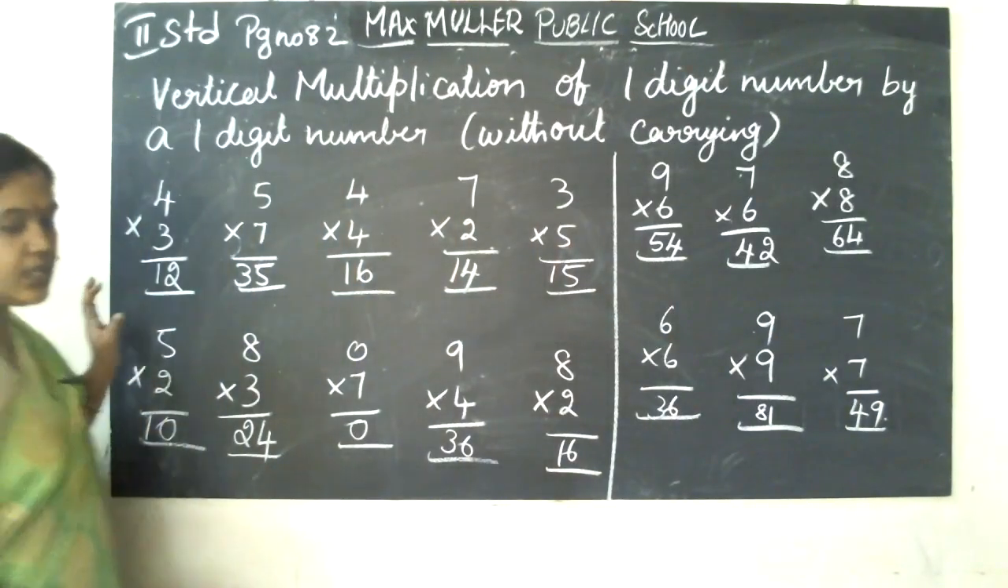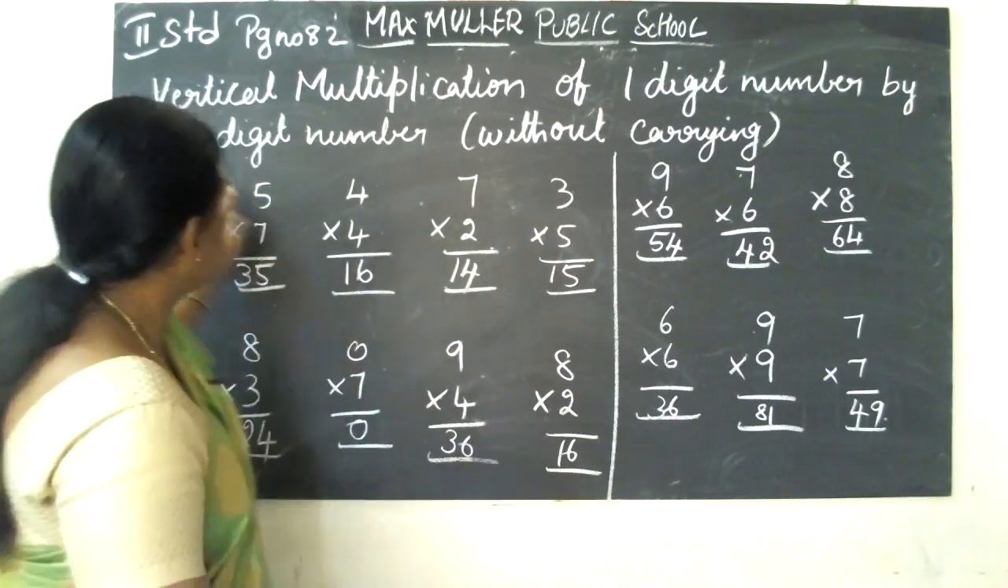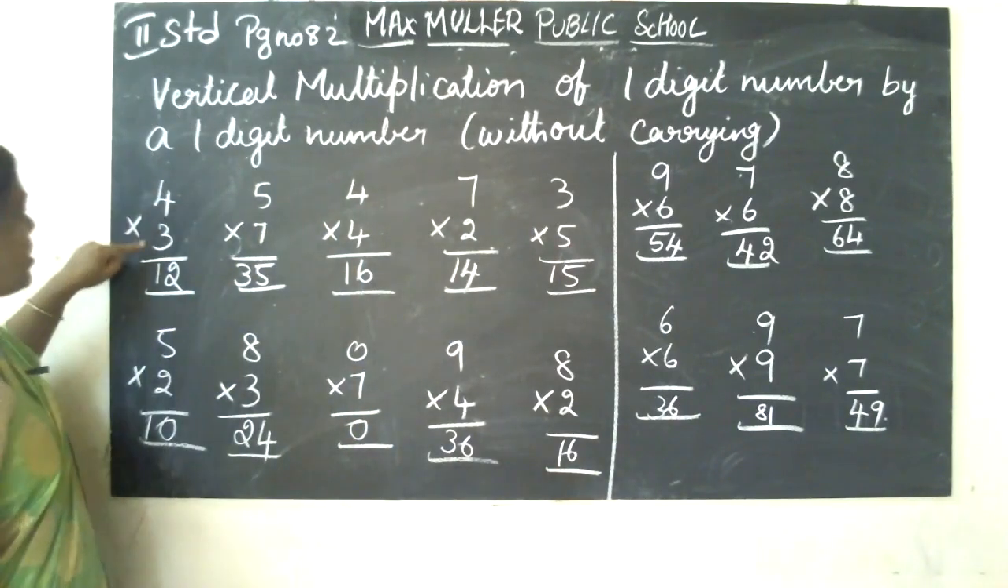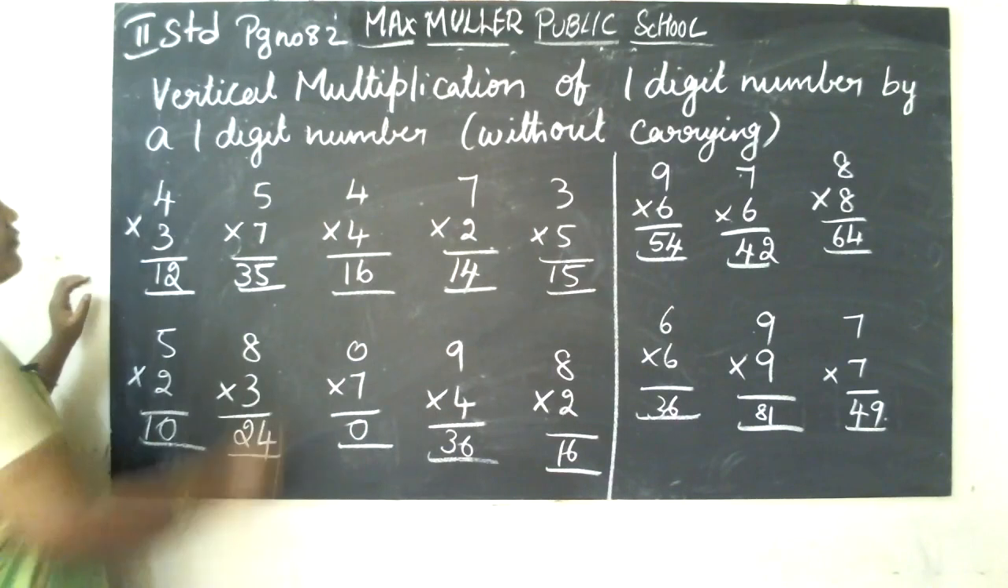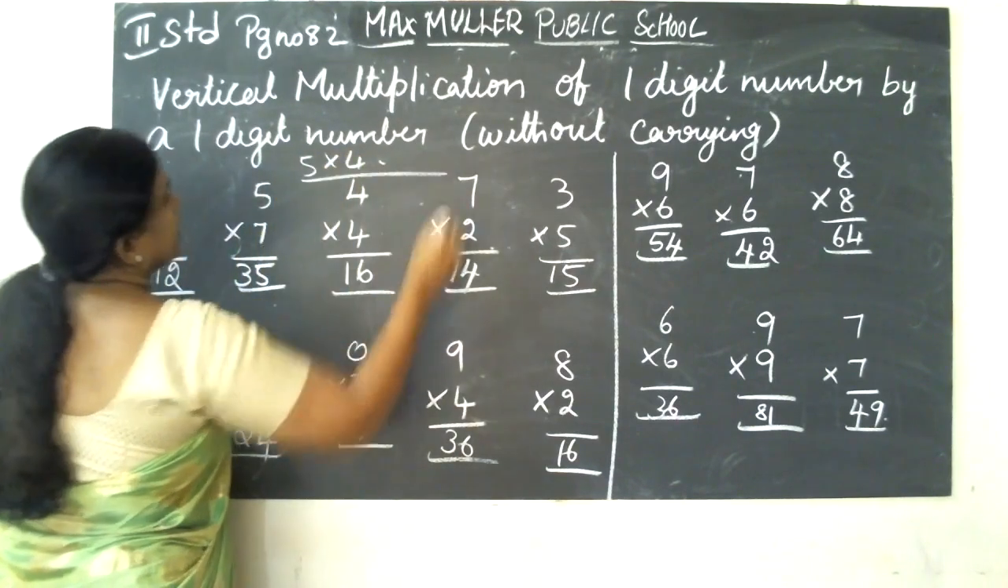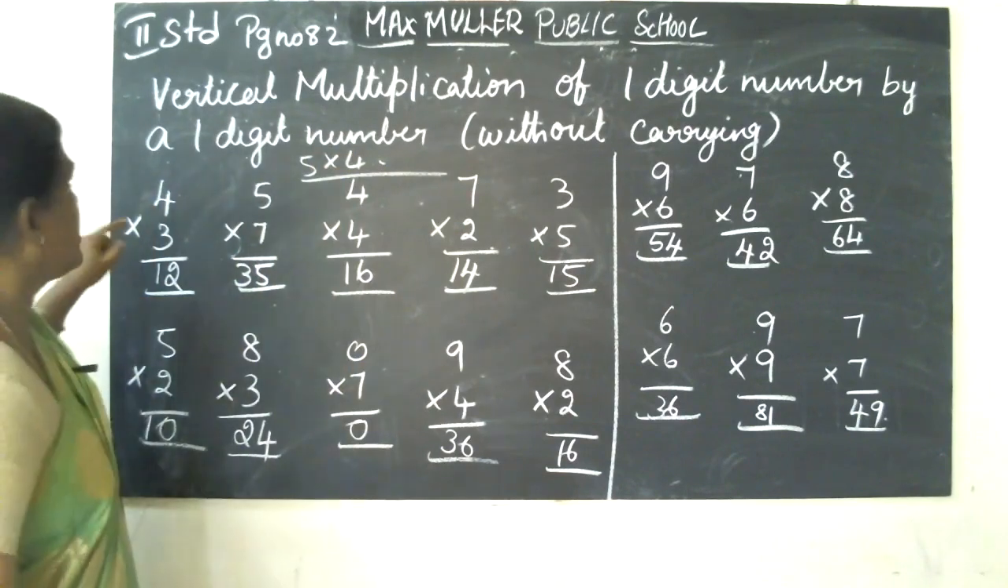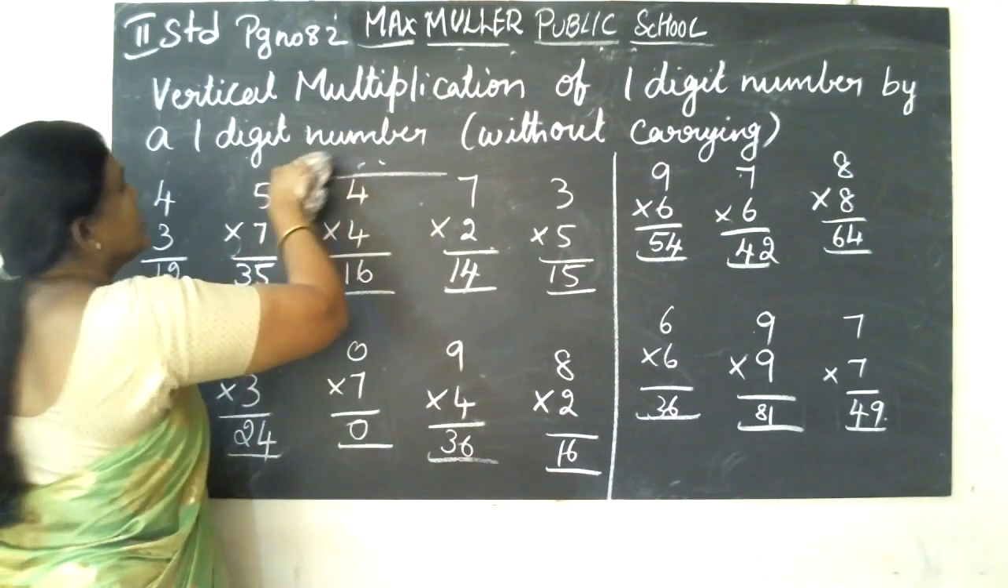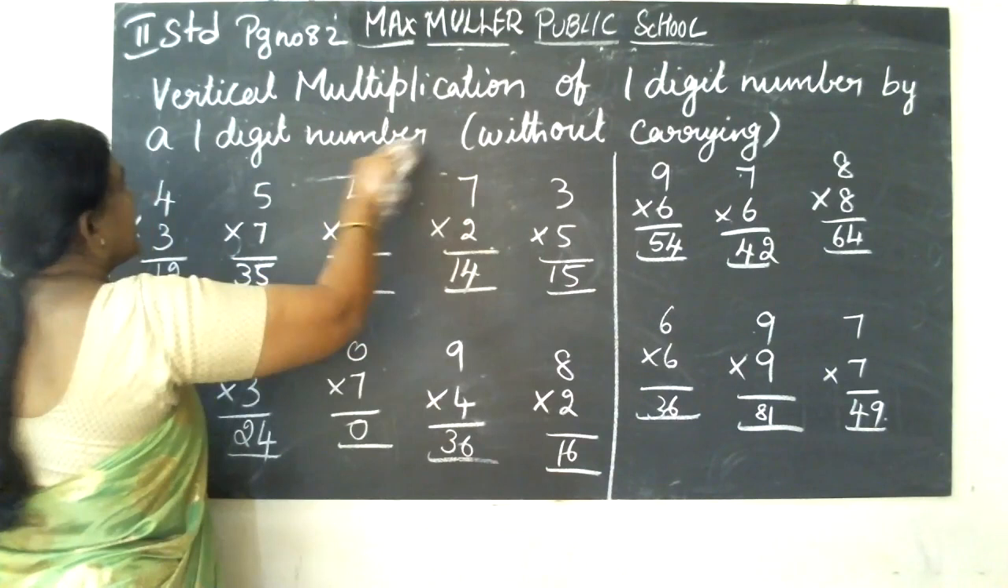Today we finished vertical multiplication. If we see a number down, number down means this is vertical. If you write this, this is the horizontal multiplication. See, we did vertical multiplication, children. So daily you want to practice the tables.